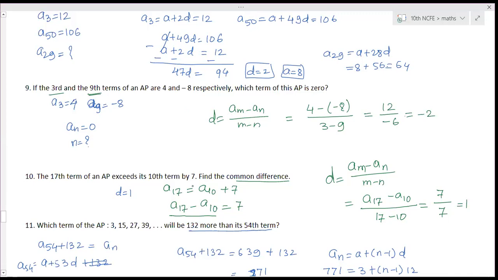Have you got this term? Is the difference right? Check. Yes, ma'am. You got the D is equal to minus 2? Yes, ma'am. So this is one of the methods, but actually in boards they won't allow you to use it.